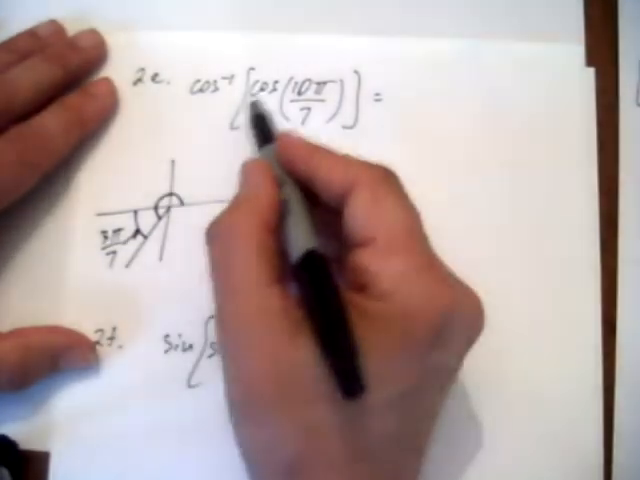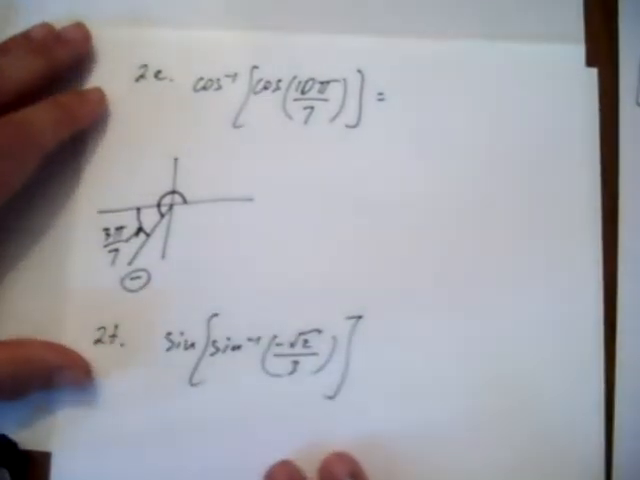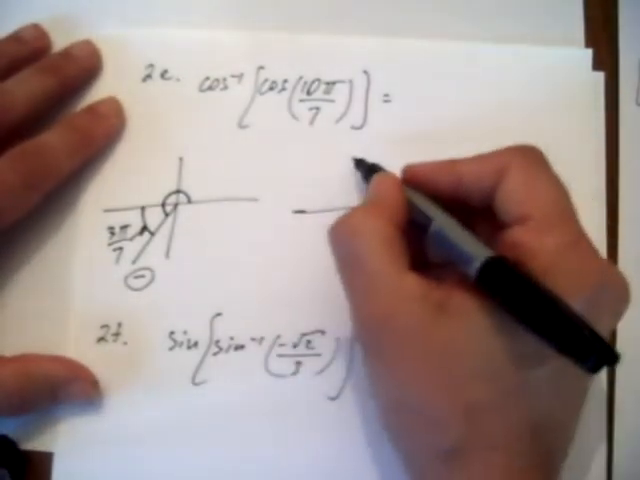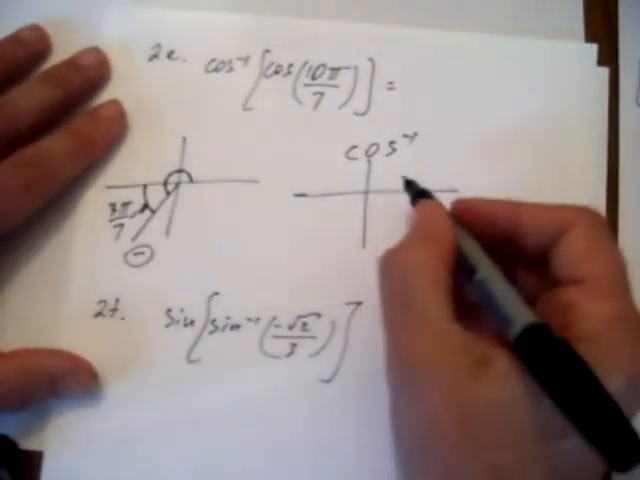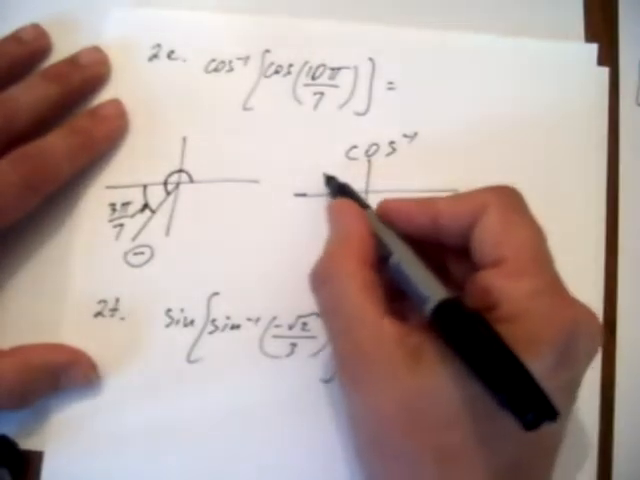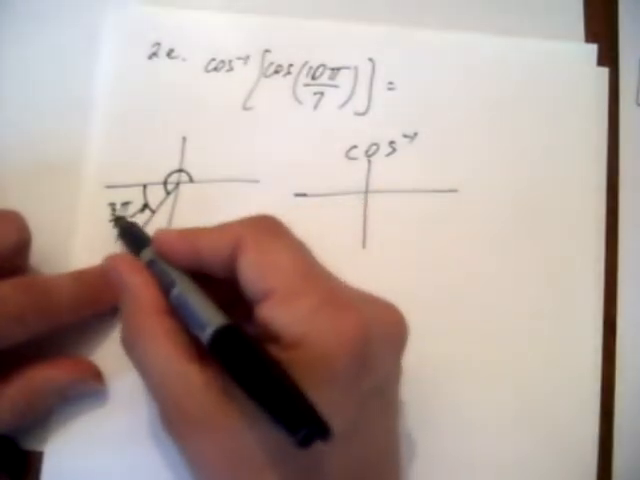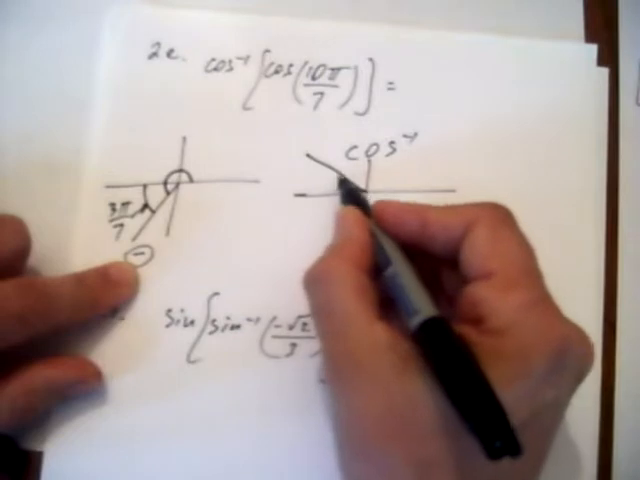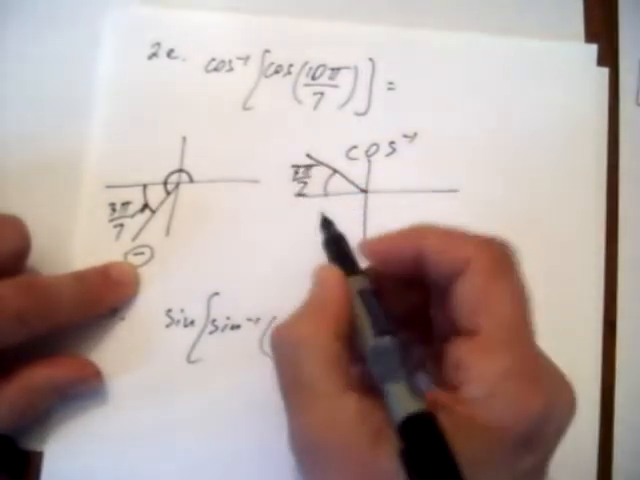Therefore, what's my cosine in this quadrant? Cosine is negative. Now on the inverse side, the first quadrant is going to produce positive results, and this quadrant is going to produce negative results. So we are looking for a negative, and we have to place this reference angle in this quadrant, roughly 3 pi over 7.